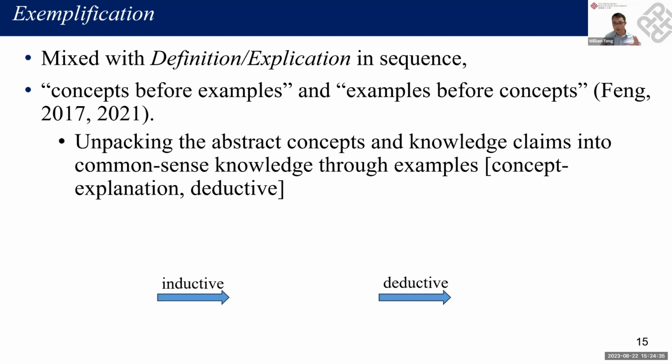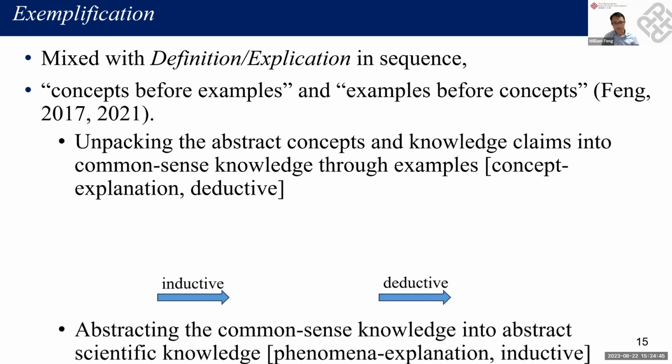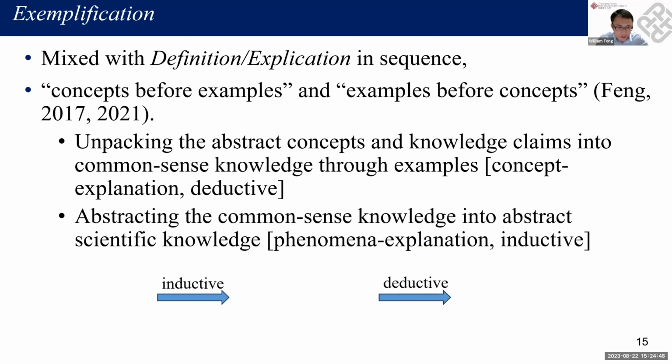And so this is essentially the deductive reasoning. You start with the concept and you say, okay, so here is the manifestation, the exemplification of the concept. And the second approach is abstracting the common sense knowledge into abstract scientific knowledge. So we start with phenomena, and we explain and then lead to certain theories or knowledge. Okay? So this is essentially inductive. So we argue that the knowledge construction needs to make use of both methods, right?